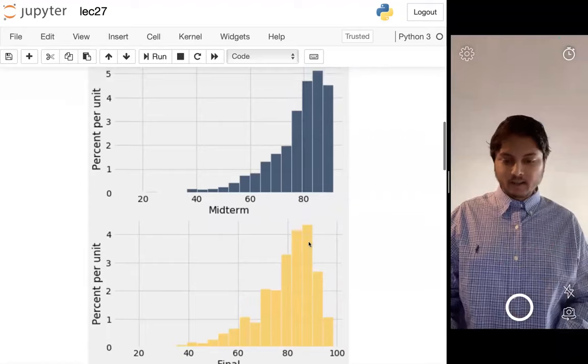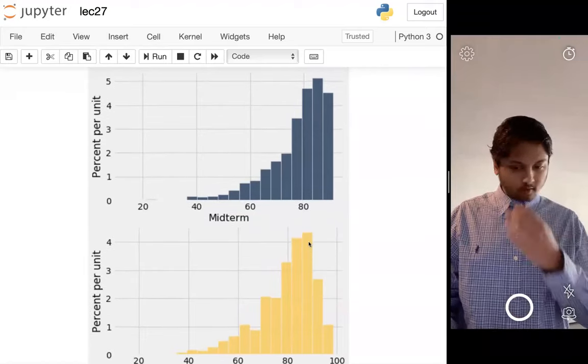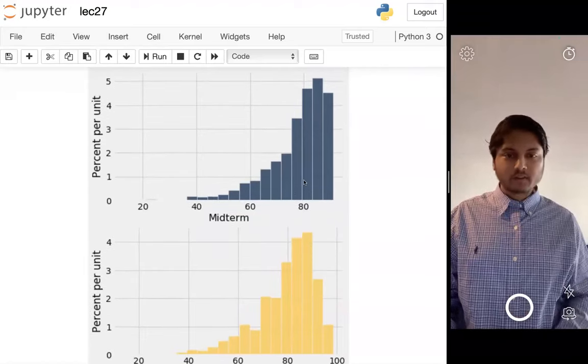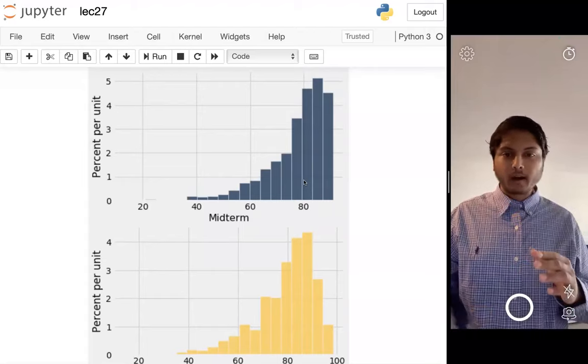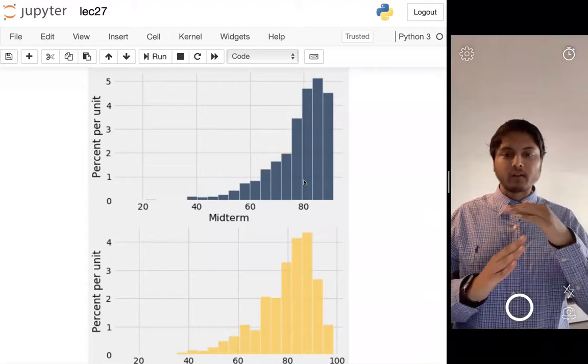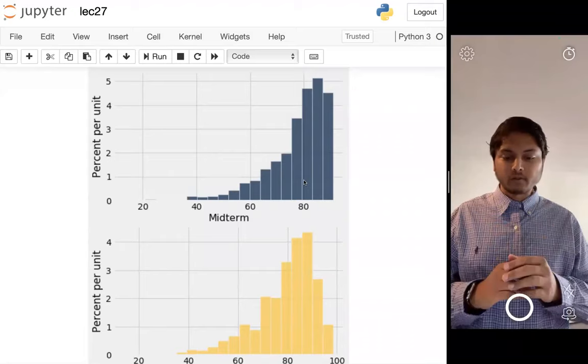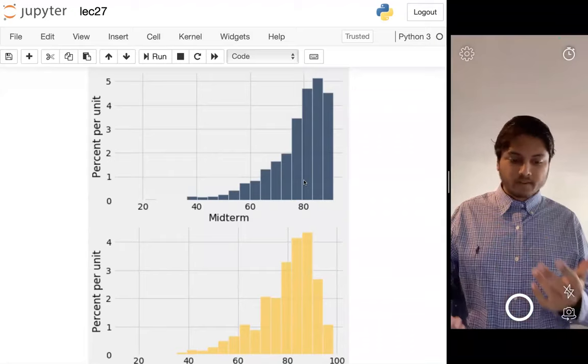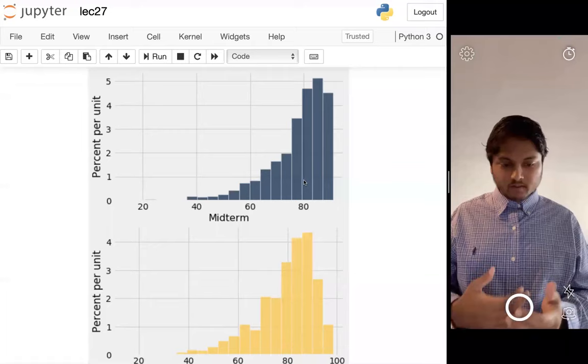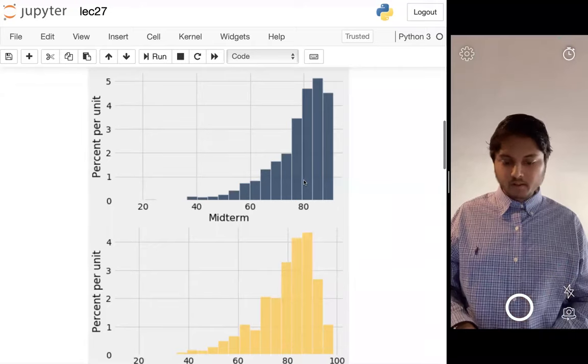And if you had to guess, what do you think the averages might be? What do you think the average score in the midterm is? Just eyeballing it, where would that balance point be if this was on a scale and you wanted to balance the distribution? Yeah, some people are saying like 78, high 70s maybe. Yeah, that's a good guess.